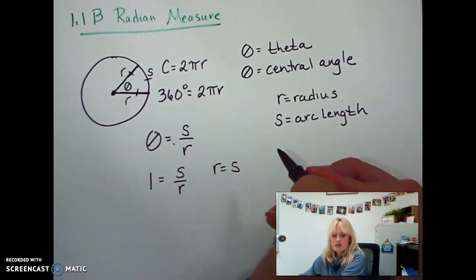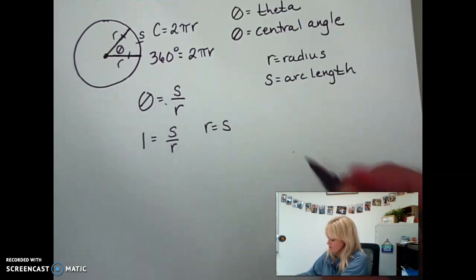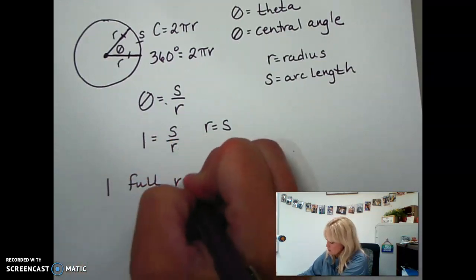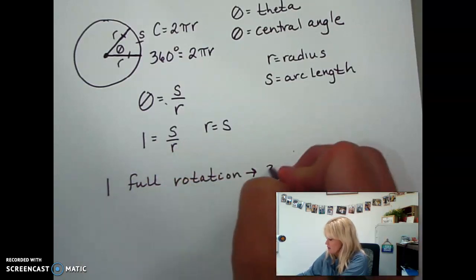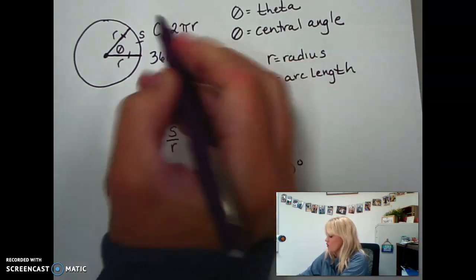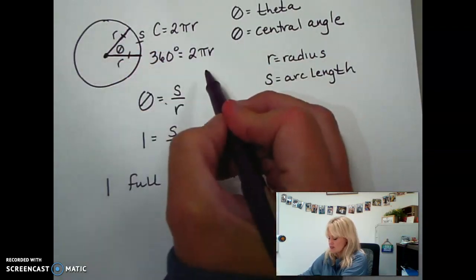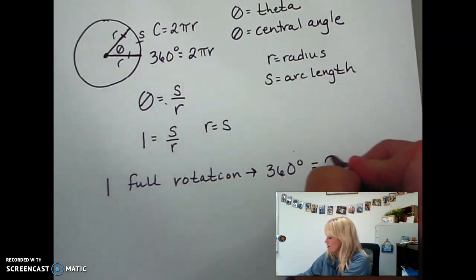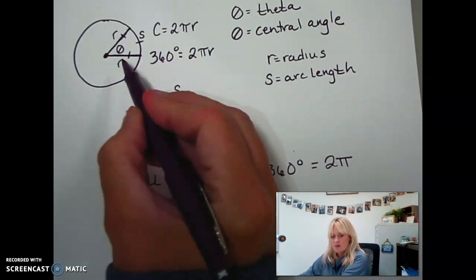Now, all I'm trying to do is prove to you what one full rotation equals. One full rotation all the way around the circle, you know from yesterday, is 360 degrees. But today, all the way around the circle, we're going to talk radians, which is the same as 2 pi. Why am I not saying 2 pi r? Because remember up here, we let the radius equal 1.